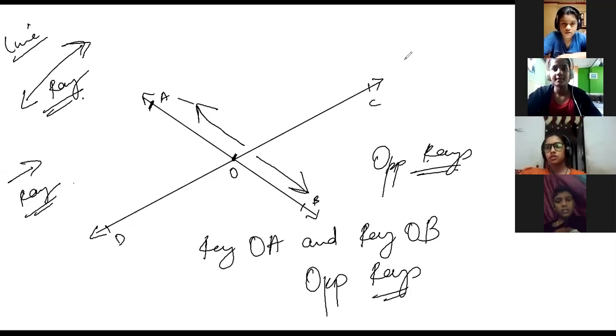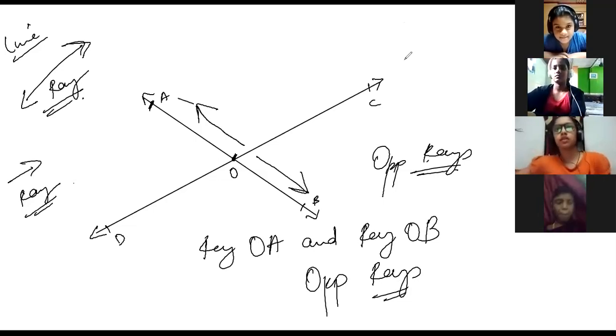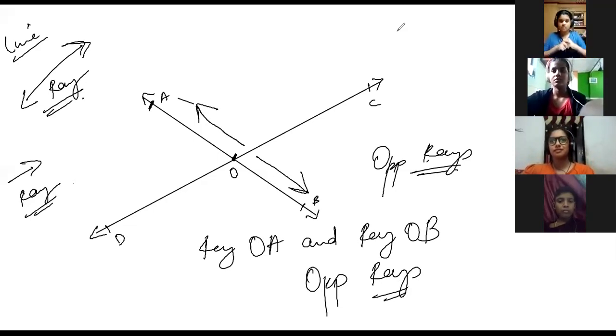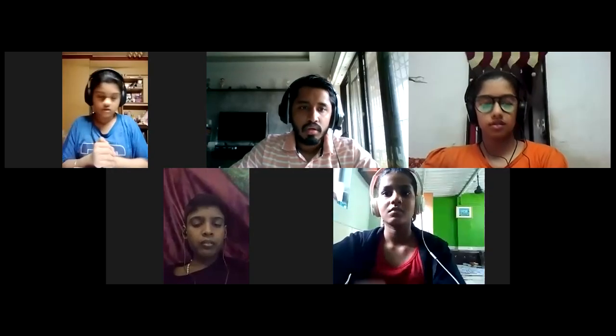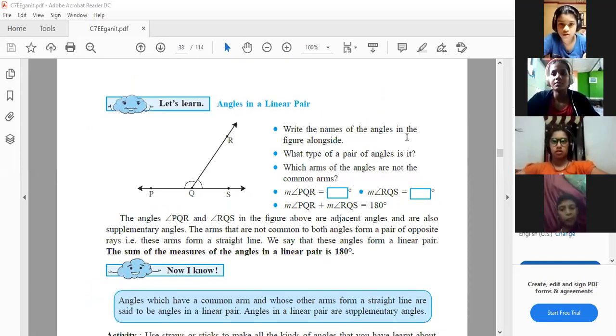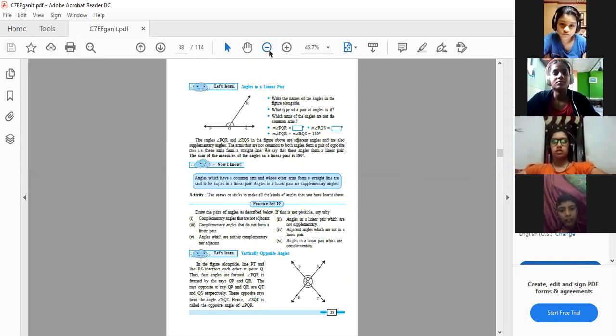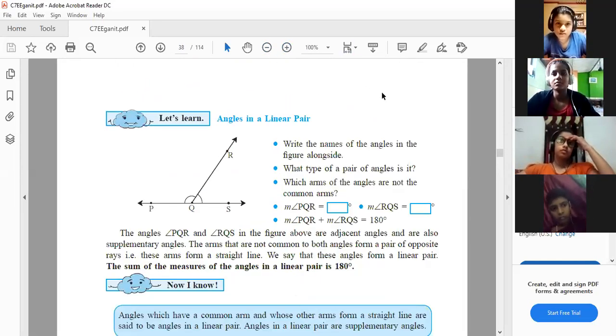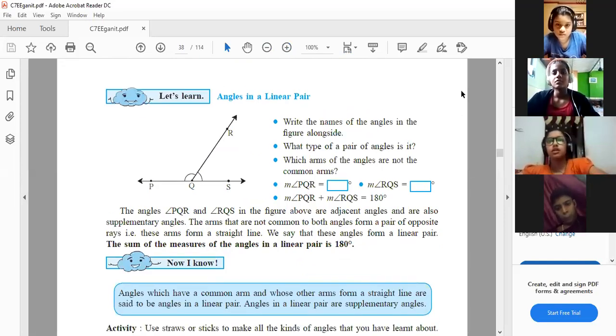Let's continue. The next part we are studying is called types of angles. This we will do from your textbook. If you see your textbook, the first type of angle we are learning is angles in a linear pair.